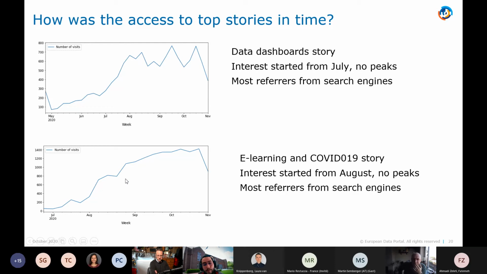The same thing happened with the e-learning and COVID-19 story. This is when it was published. Not much interest, but at some point, which we believe connected with general interest about this topic, the story was there, and people started finding it, and then we had a steady income of visits to it.